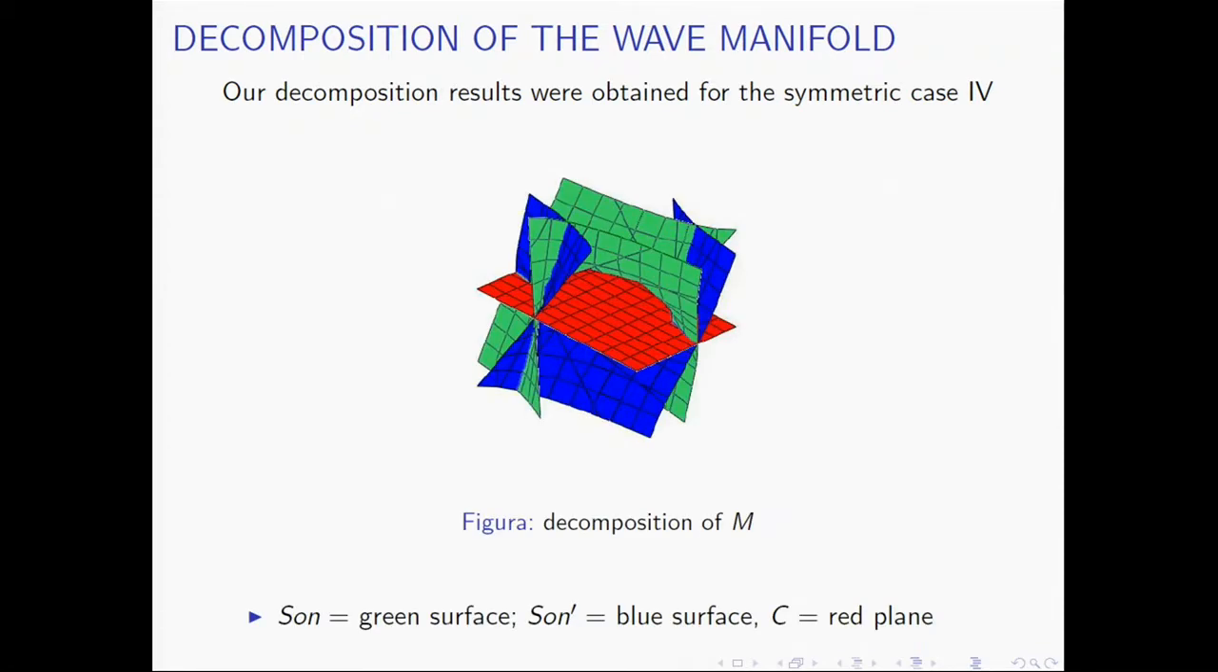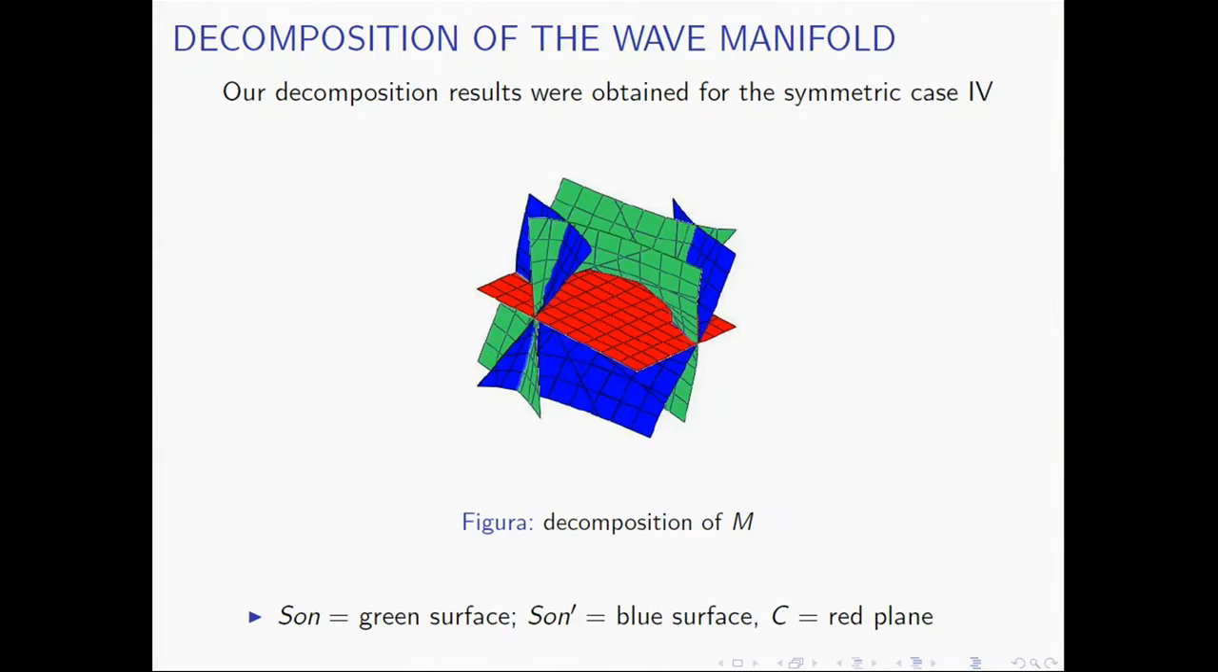Here, green is the sonic surface, blue is the sonic prime first surface, and red is the characteristic surface. The sonic surface is connected above characteristics and not connected below. The same, the inverse case, for sonic prime.